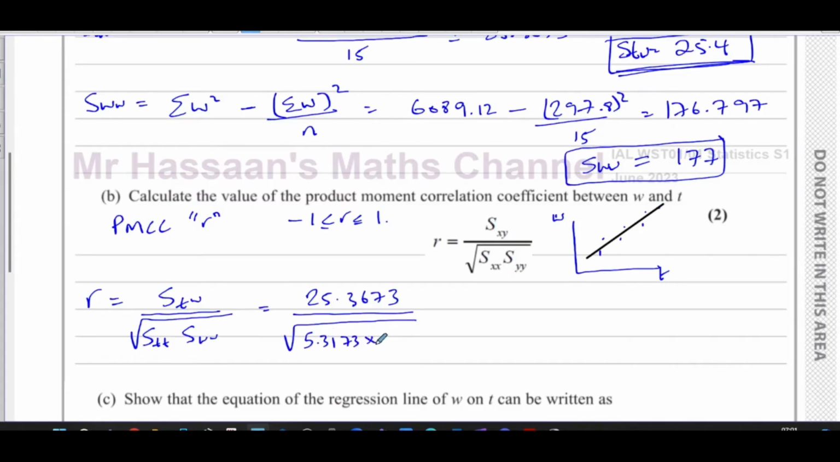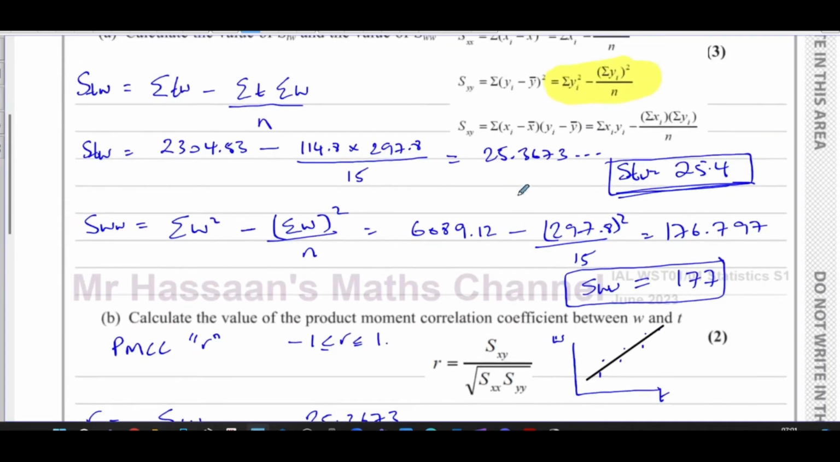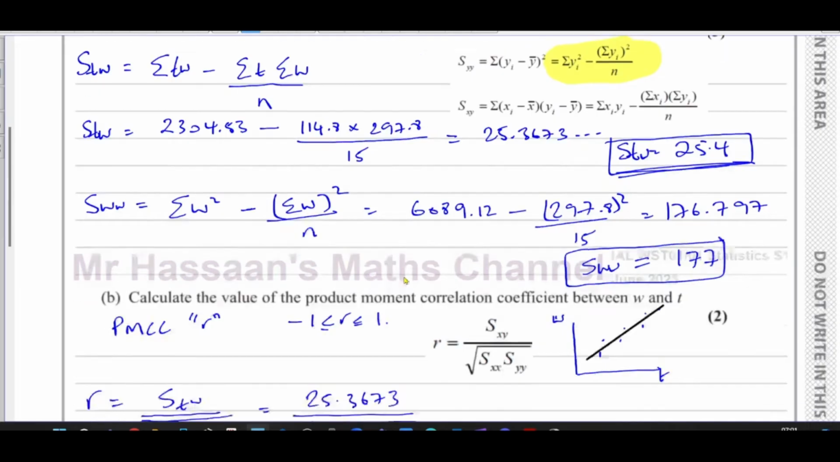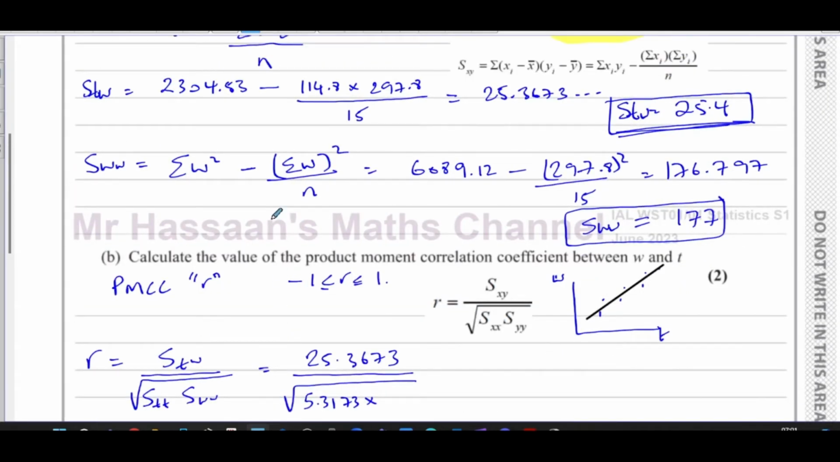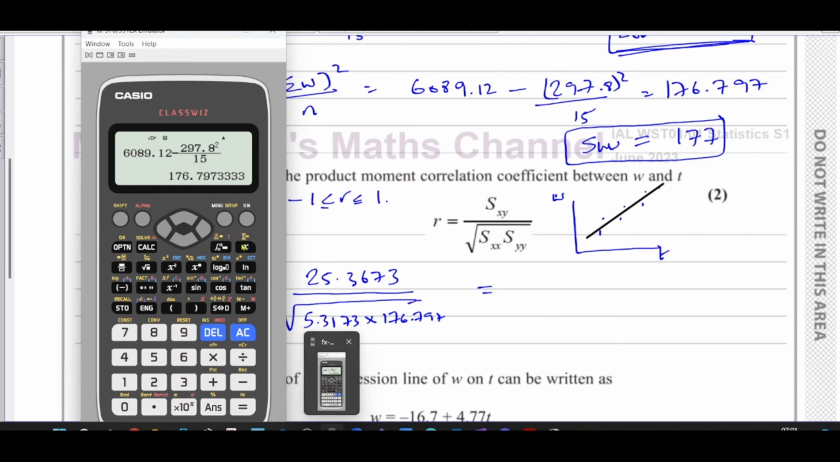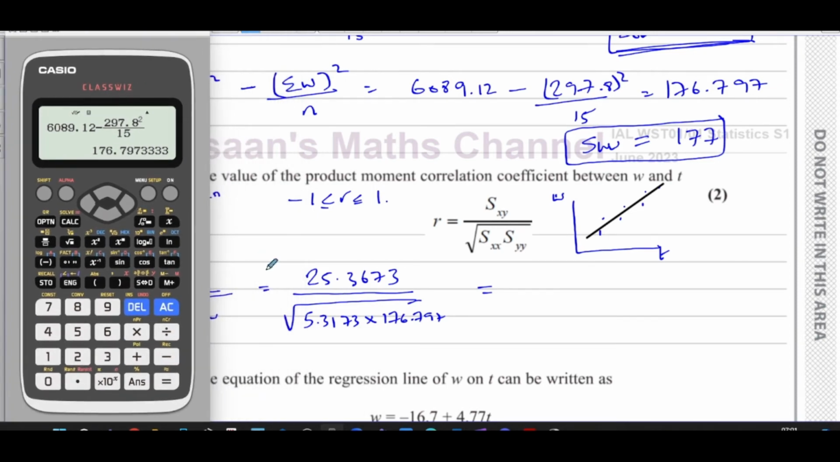5.3173 multiplied by SWY, and SWY is what we calculated. SWY is basically SWW, which gives you 176.797 in its more accurate form. So that will give us the value of R. We could have saved those previous two values to use them in the exact form, but it's not a problem because this is enough decimal places to be more accurate than we need.